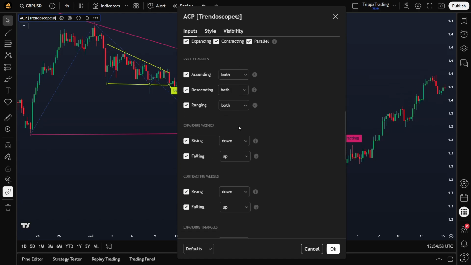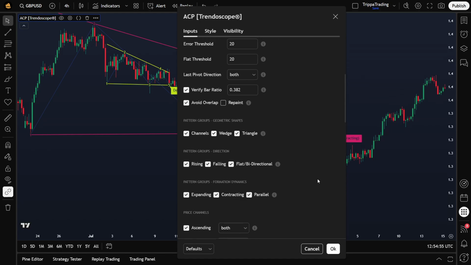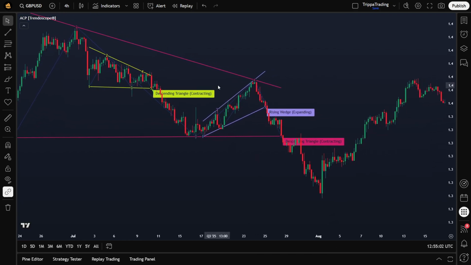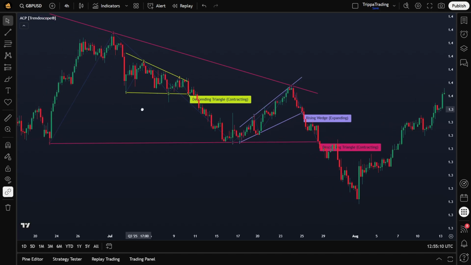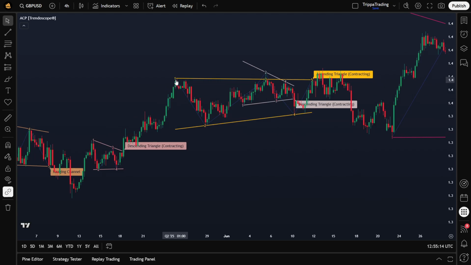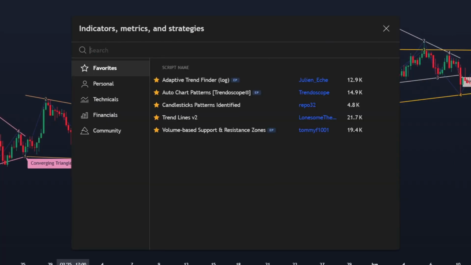My advice here is to use this for early identification. Sometimes, when you're looking at a chart, you don't notice a wedge or triangle forming until it's too late. This tool marks it early, so you can prepare before the breakout even happens. The best scenario for this indicator is when you're waiting for continuation or breakout patterns to line up with your overall price action analysis. So those are the indicators I wanted to share with you today.